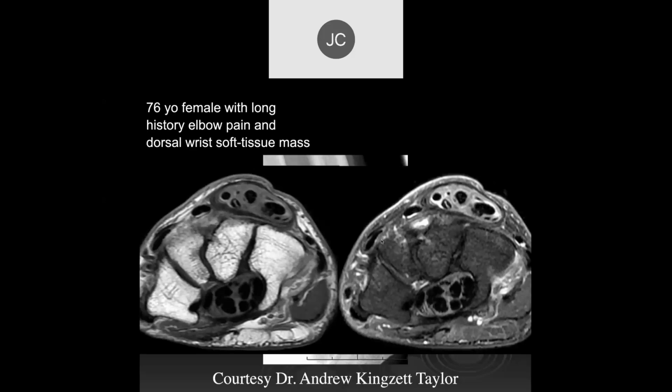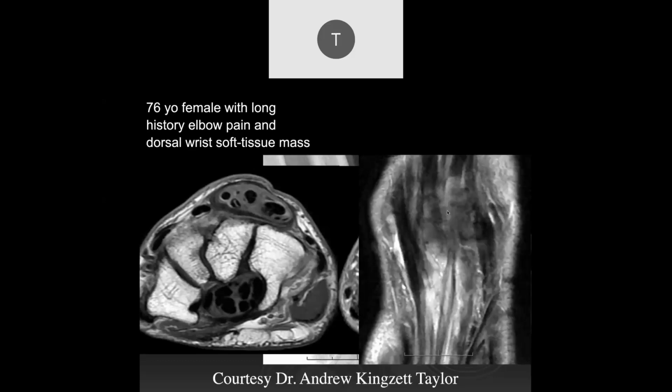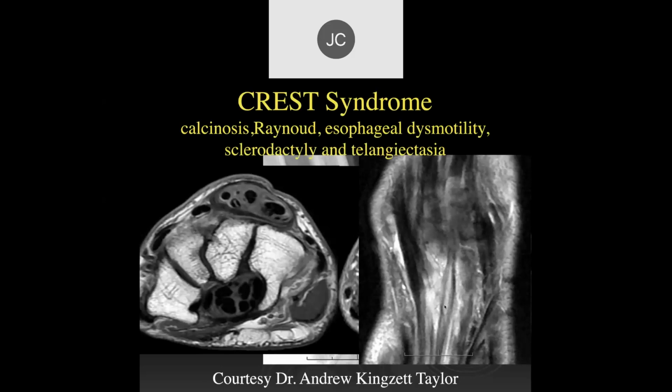Here's an MR scan at the wrist where they have the wrist mass. Okay, so it looks like the third and fourth extensor compartments have a lot of synovial thickening and maybe some intrasubstance tearing of one of those extensors. Okay. And then here we can see on the coronal plane all the synovial thickening and the abnormal signal intensity within the tendons. And this is the CREST syndrome.